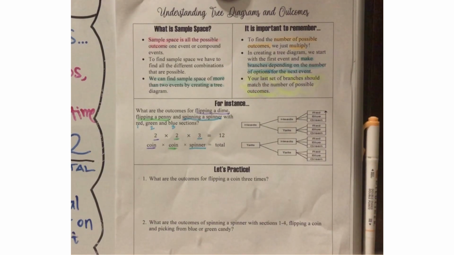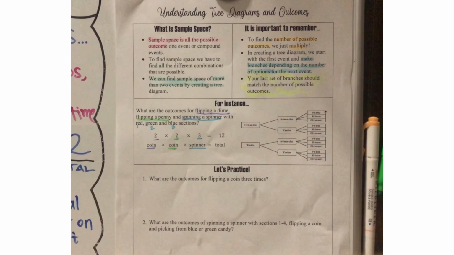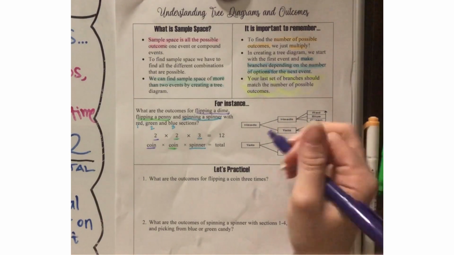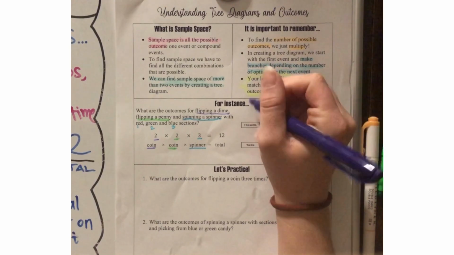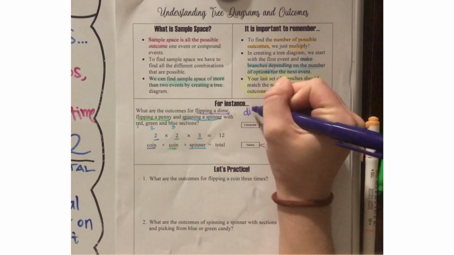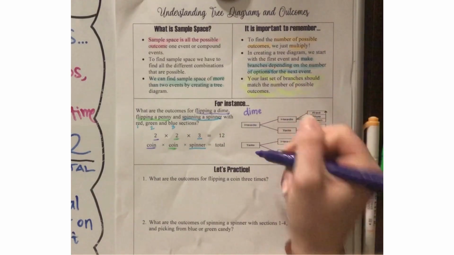Now I've already created the tree diagram for you. It should be on your paper. If not, you should try and copy this down on a separate sheet now. So right here, this is our first flip of our dime. And as we talked about, we can either get a heads or a tails.